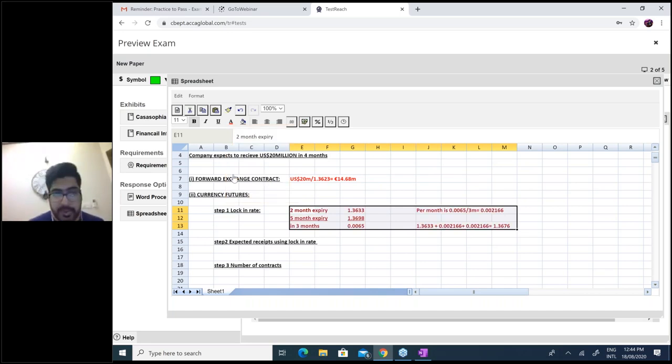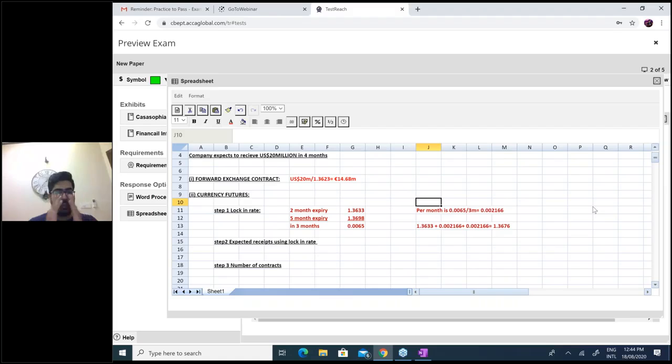Okay, because you were given a 2-month expiry and a 5-month expiry, you took a rising trend over 3 months, per month, and you took the 2-month rate and added 2 months, so it gets the 4-month rate. Now, expected receipts using the lock-in rate.